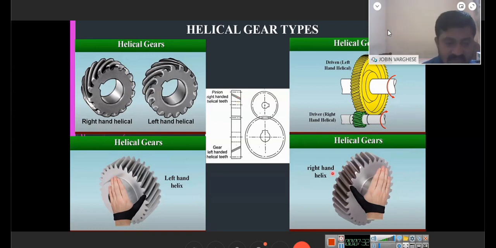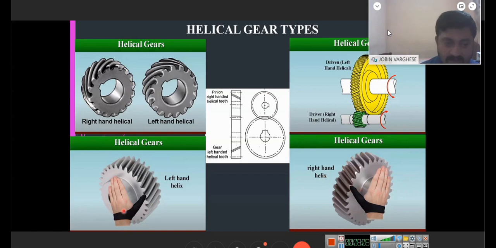By keeping hands this way, this is the left hand. When keeping it on the gear, the thumb points toward this one, and from here it should elevate to the topmost position, as we are drawing, from the lowest position to the highest position. In this case, this is a right hand. When we keep the left hand and the thumb points toward the elevation position, we can assume that is the left hand helix. And when we keep the right hand and point the thumb this way, if it elevates toward this one, this is the right hand helix.